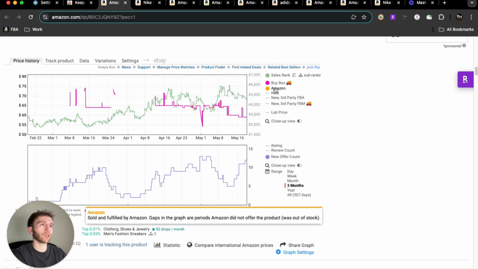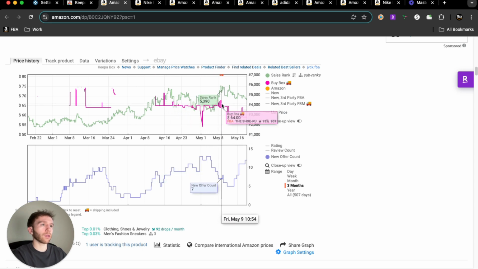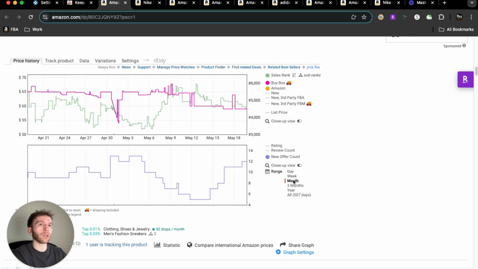This next one is going to be Amazon. If they were in stock, it's going to show for how long and their price, which for the last 3 months, it hasn't been in stock at all for their listing. But if we go down to the bottom here, we can change the time frame of what it's showing us in this graph. If you wanted to see just the last month, it will zoom in to just the last month from the current date that you're at.